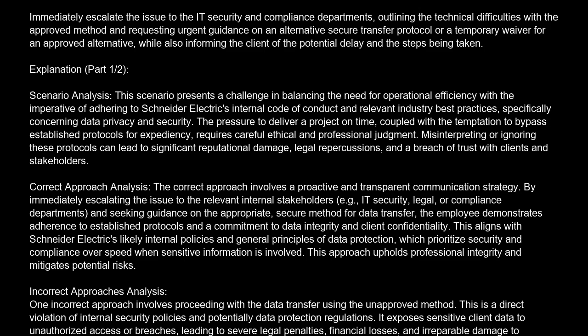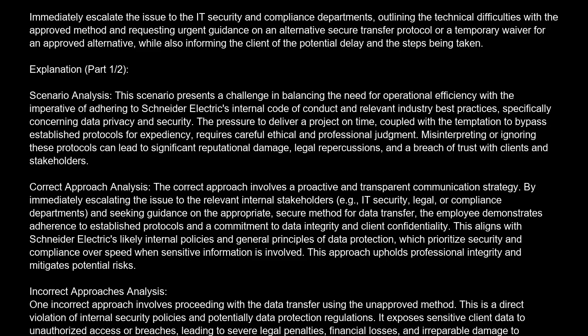Correct answer is C. Immediately escalate the issue to the IT security and compliance departments, outlining the technical difficulties with the approved method and requesting urgent guidance on an alternative secure transfer protocol or a temporary waiver for an approved alternative, while also informing the client of the potential delay and the steps being taken.